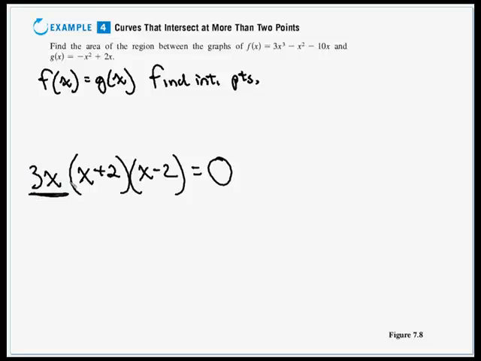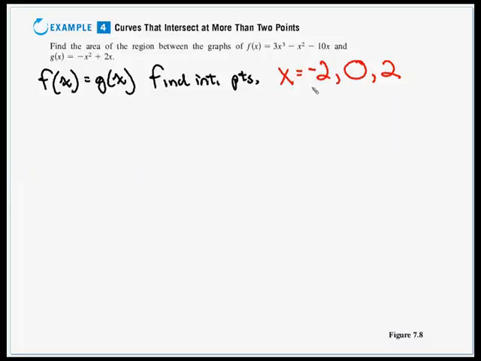So here, 3x equals 0 tells us that x equals 0 is one of our x values of an intersection point. X plus 2 equals 0 means x equals negative 2 is also a point where the graphs intersect. And then x minus 2 equals 0 tells us positive 2 is another point where the graphs intersect. So we're going to start integrating at negative 2, and at 0, we're going to have a point of intersection where the graphs might switch from one being on top to the other being on top.